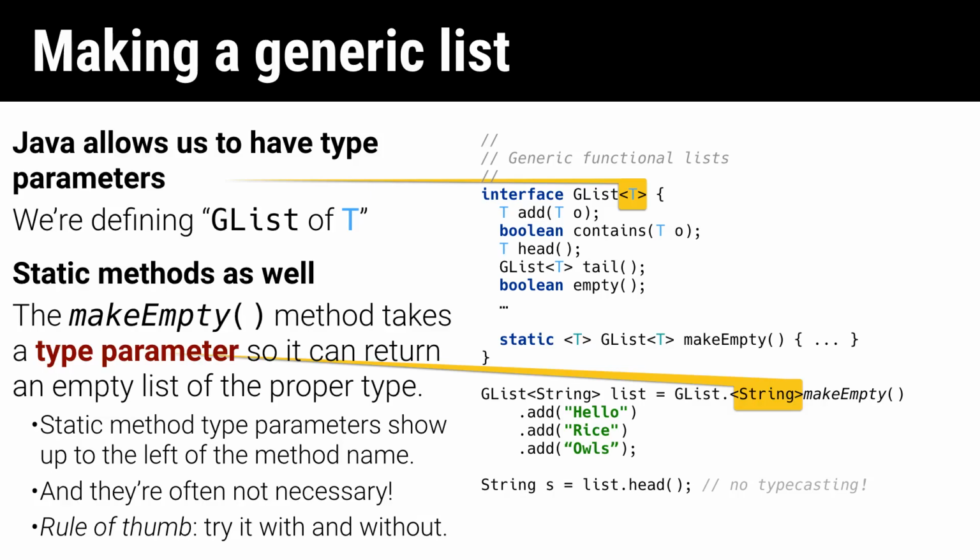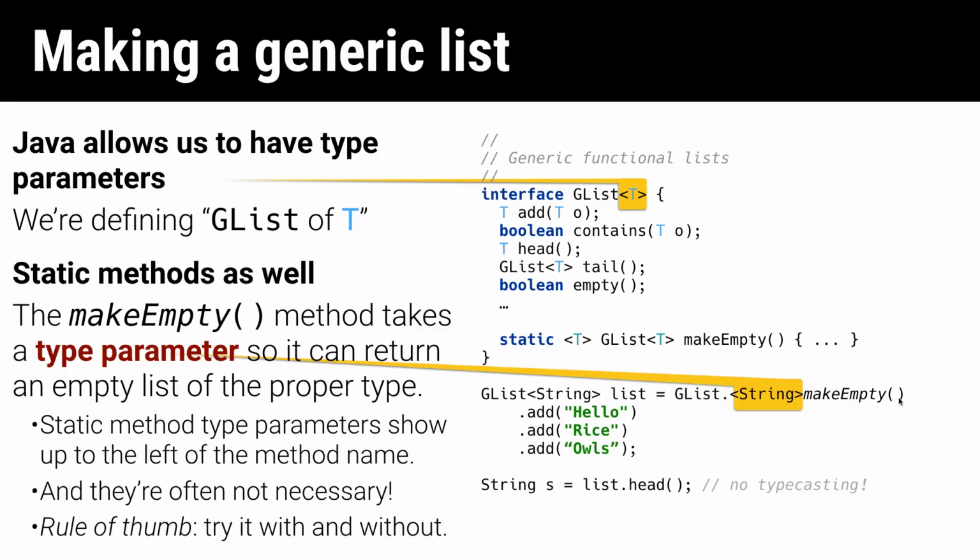So here's how Java lets you do that. Here we're defining a generic list, and we say this is a glist of T, or a list of T. T could be string, T could be integer, T could be anything. And you can see the static method here. The static method has its own type parameter T. So this makes an empty list of T, and we get back glist of T. So this is called a type parameter.